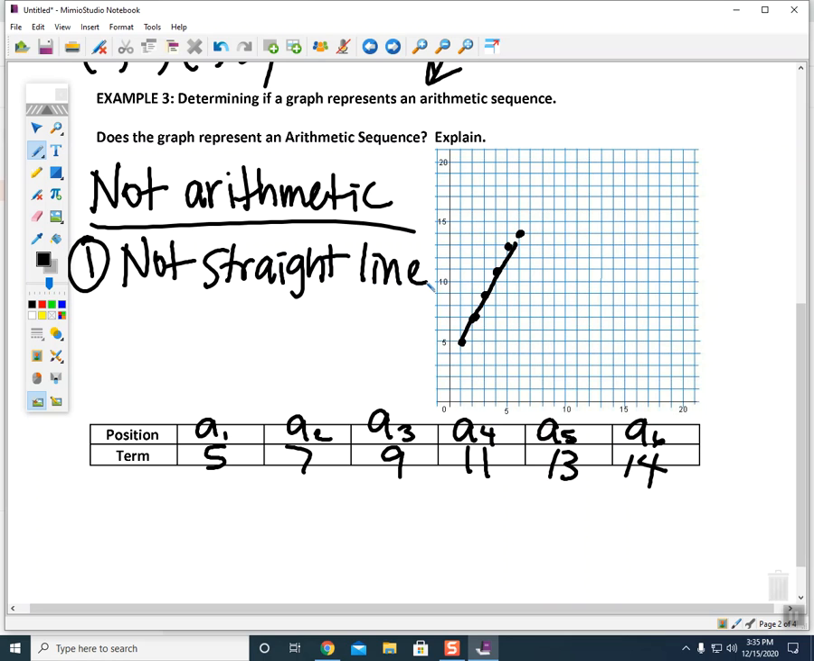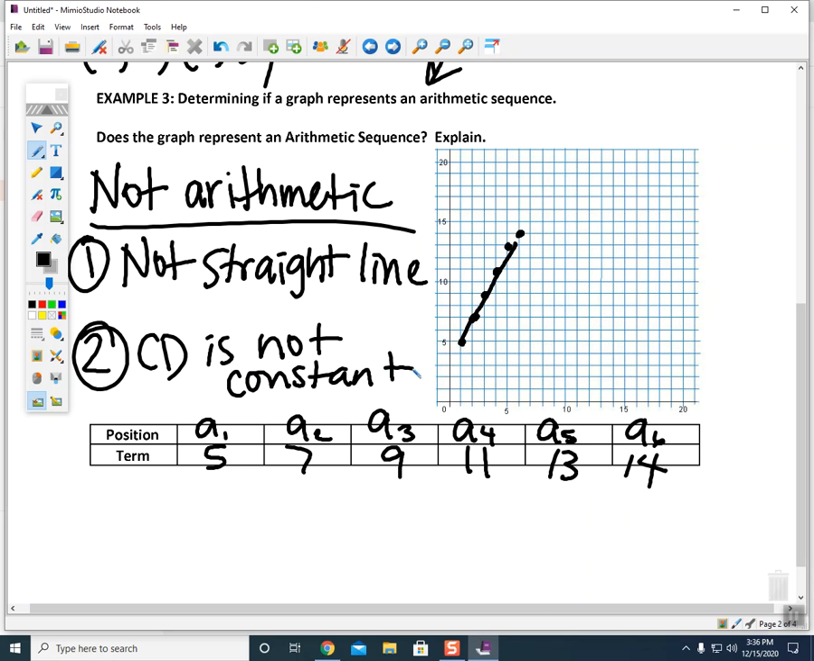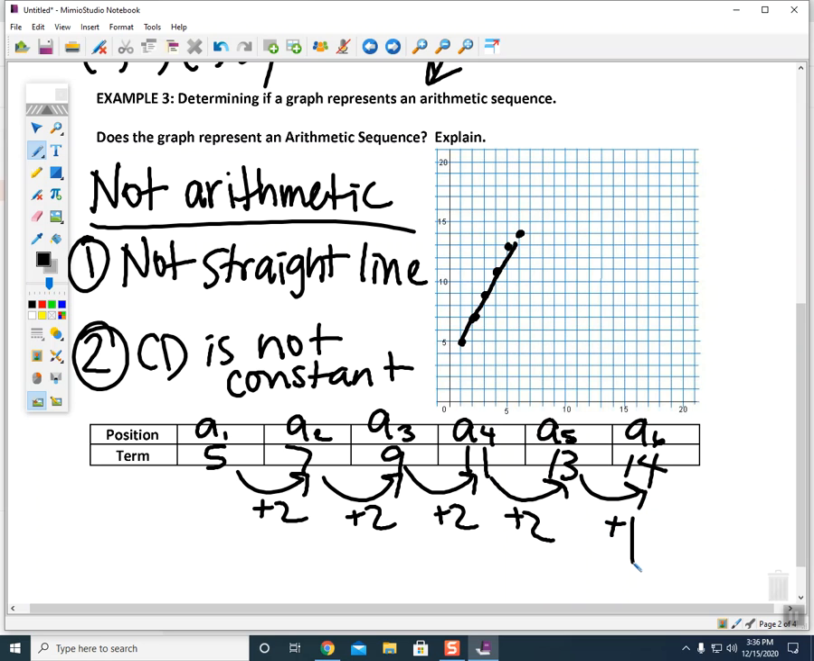The other reason is that my common difference is not constant. So it looks like it's going to be, right? So I go from 5 to 7 plus 2, 7 to 9 plus 2, 9 to 11 plus 2, 11 to 13 plus 2, 13 to 14 plus 1. It's not constant. My common difference is not constant, so this is not going to be arithmetic.